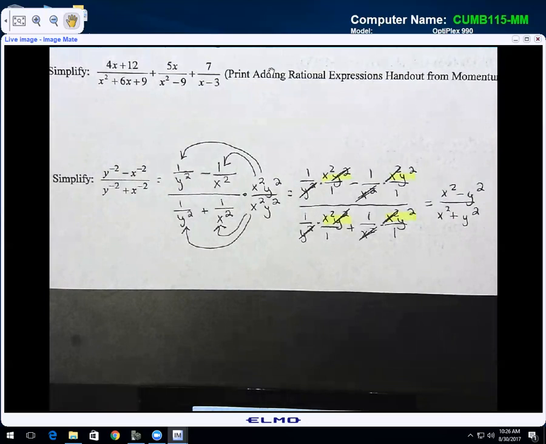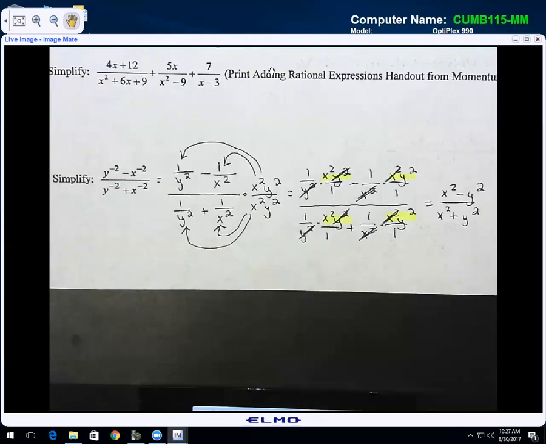I can look at this and say, if I multiply by the LCD, the y squares would cancel and all that's left is x squared. If I multiply that times the LCD, the x squares would cancel and all I'm left with is y squared. Here, all I'd be left with is x squared. Here, all I'd be left with is y squared. So when you practice and you get to the point where you don't have to write this down, you can go directly to that, it's faster.